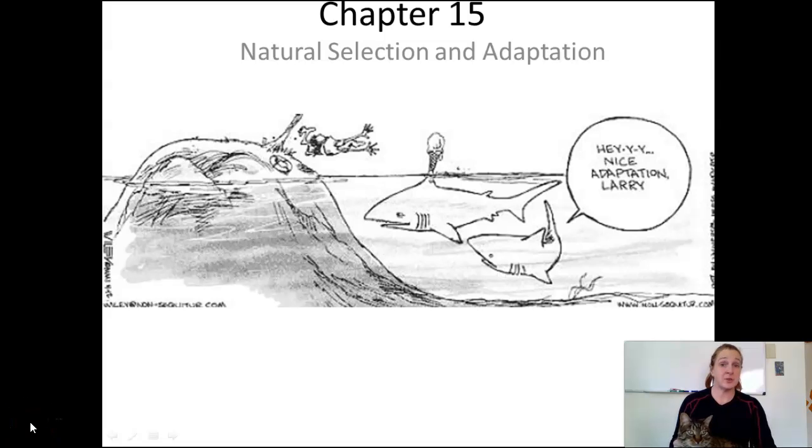Malchus and I are going to help you understand a little bit more about Chapter 15. Now, the textbook is going to call this Evolution on a Small Scale. But really, we're diving into the concepts of natural selection and adaptation.